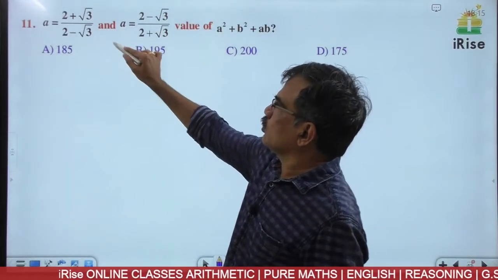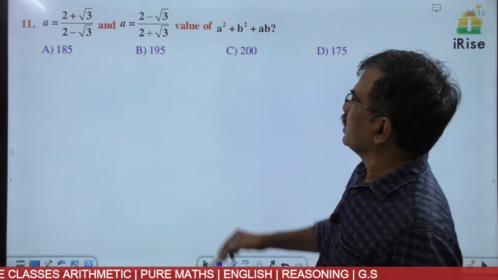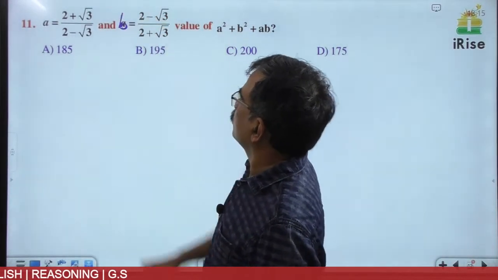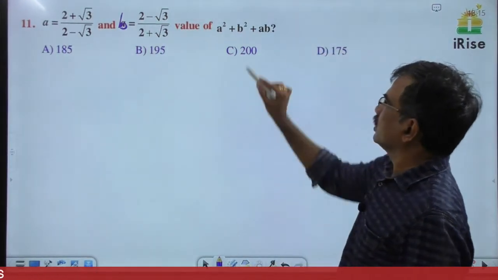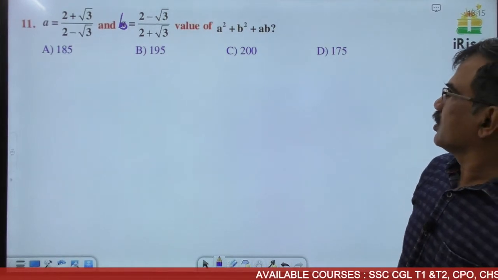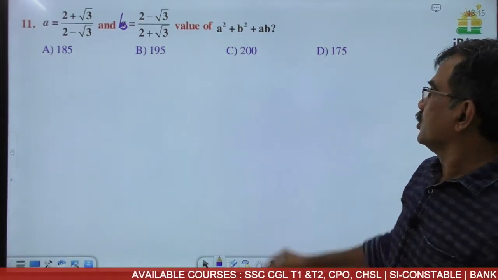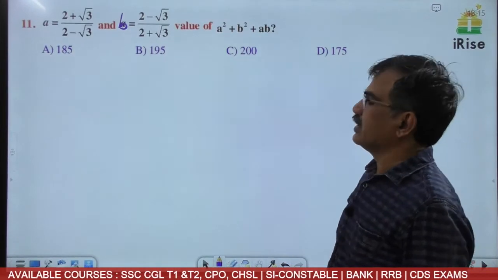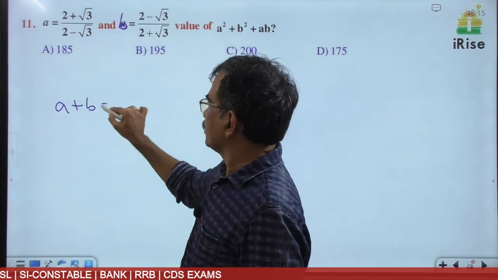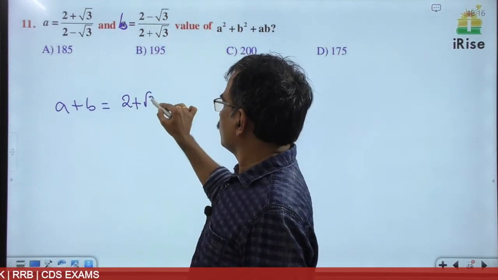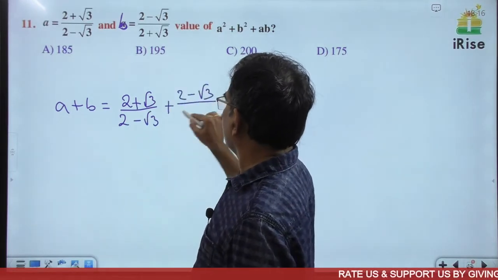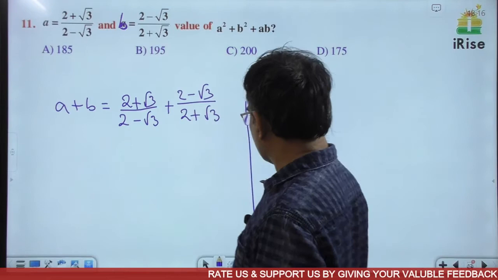If a is equal to 2 plus root 3 by 2 minus root 3, and b is equal to 2 minus root 3 by 2 plus root 3, then what is a square plus b square plus ab? To find this, first I want to find a plus b. A plus b is 2 plus root 3 by 2 minus root 3 plus 2 minus root 3 by 2 plus root 3, which is equal to how much?